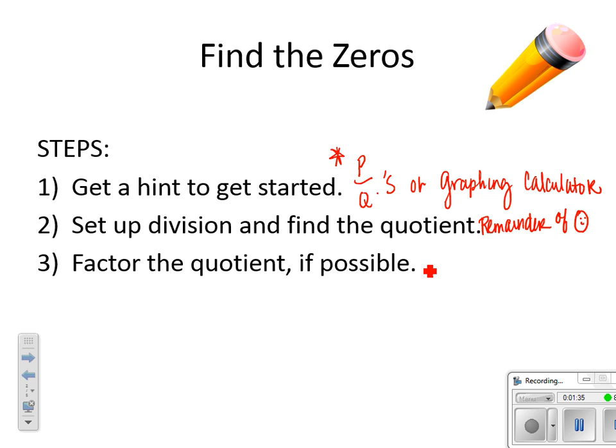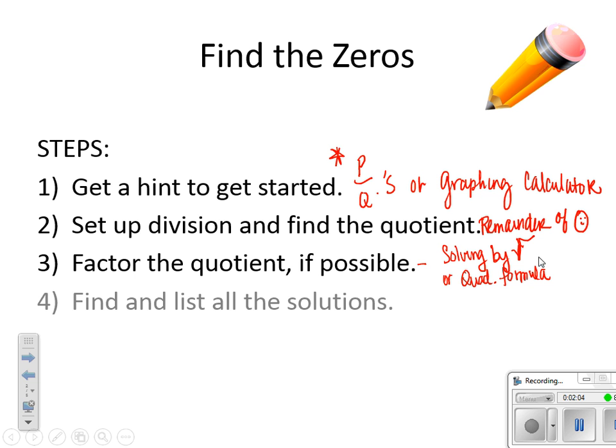Now today and yesterday I did talk a little bit about how sometimes the quotient cannot be factored. So if the quotient can't be factored, you should try solving by square rooting, or using the quadratic formula. Okay, so that's our next possibility if we cannot factor the quotient. All right, then you should find and list all your solutions, and don't forget to list all factors as well.